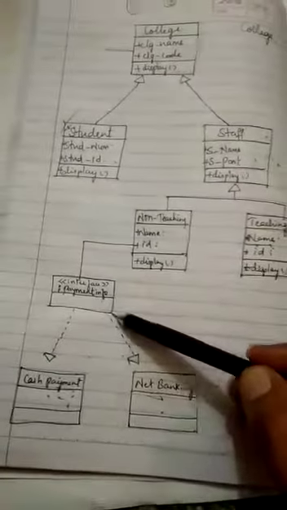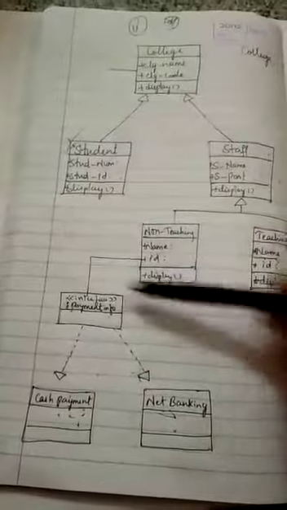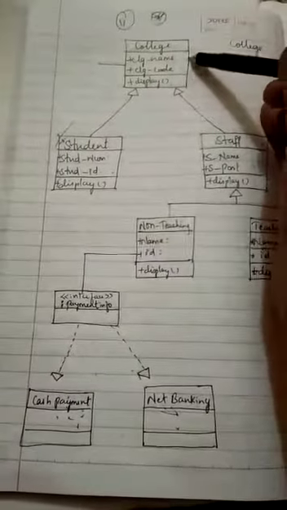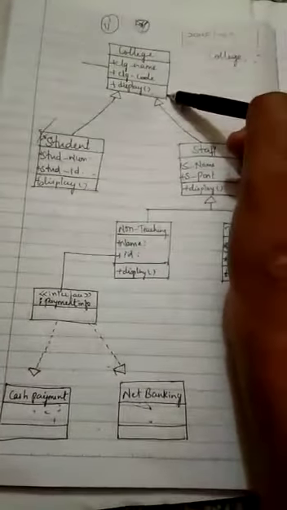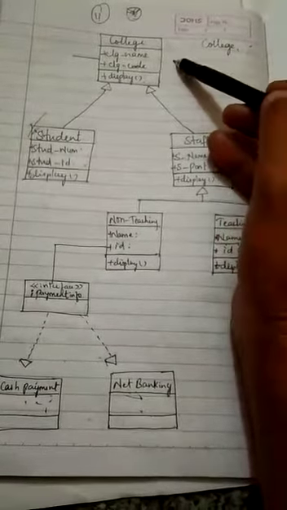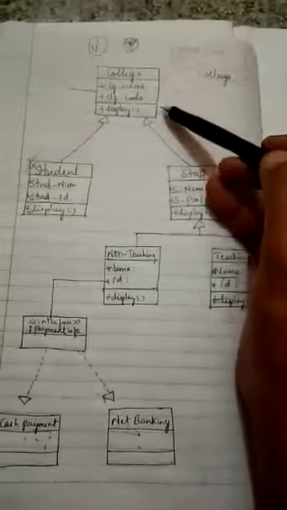A class diagram contains classes, generalization, that is relationships, interfaces, and collaborations. So there is a first compartment, second compartment, third compartment. The first compartment contains the class name, the second compartment contains attributes, that is data members, and the third compartment contains member functions.